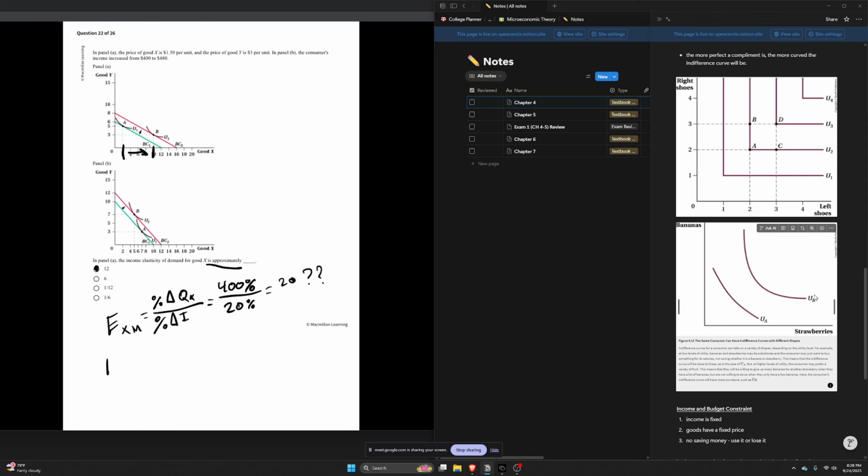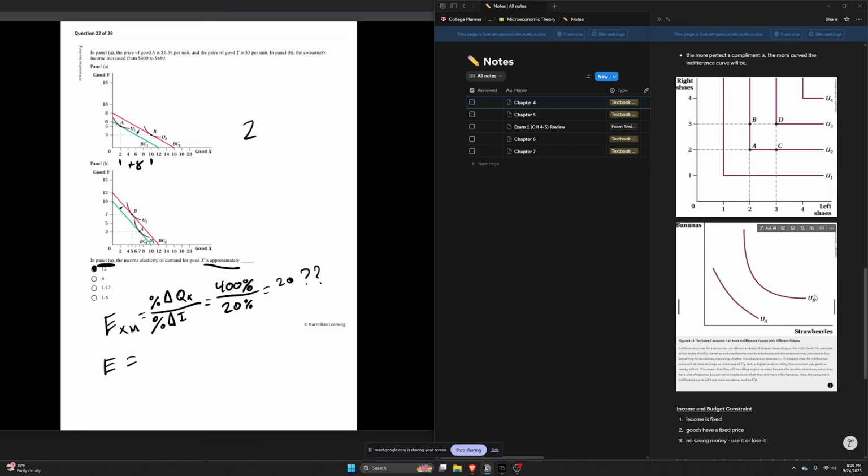So we have our elasticity equals the change in the quantity. So the change in the quantity demanded for, what are we looking at? For good X, it goes from 2 to 10, and it says we're only looking at panel A. So it goes from 2 to 10. That's an increase of plus 8. And from 2 to 8, that is a 400% increase.